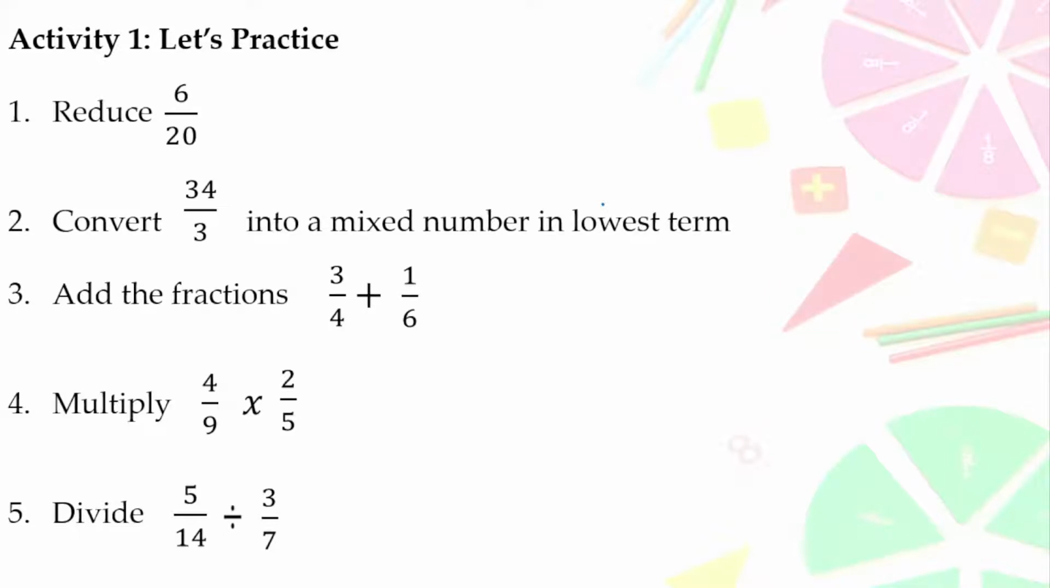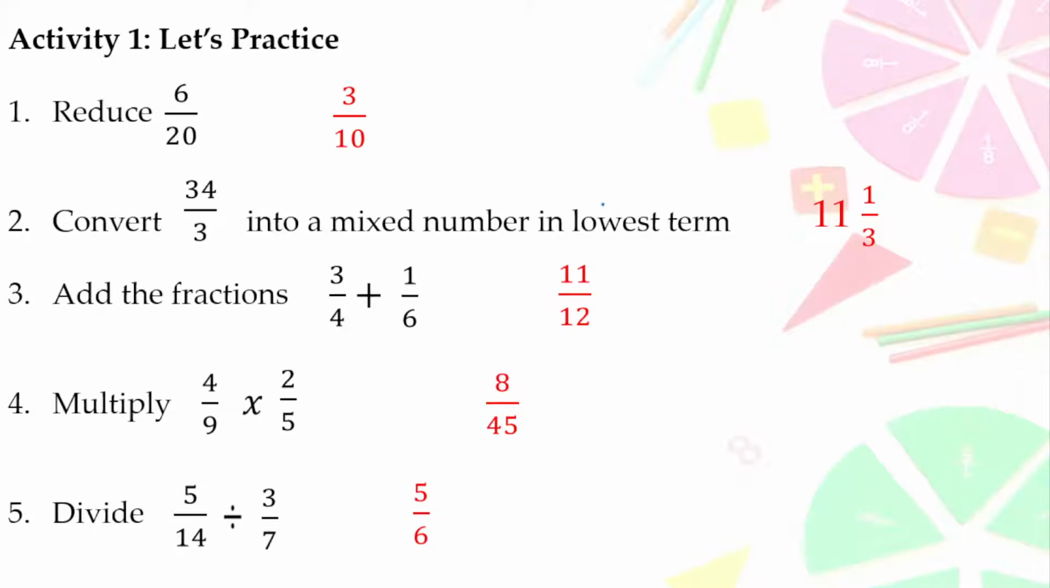Okay. So, for our number 1, the simplest form of 6 over 20 is 3 over 10. And then, sabi dito, convert 34 over 3 into a mixed number in lowest term. So, we will get 11 and 1/3. And then, for number 3, 3/4 plus 1/6 is 11 over 12. And then, for number 4 is 8 over 5. And then, for number 5 is 5 over 6. So, for those na nakakuha ng perfect score, congratulations. So, now, parang na-refresh na kayo ulit on the basic concept of fractions.